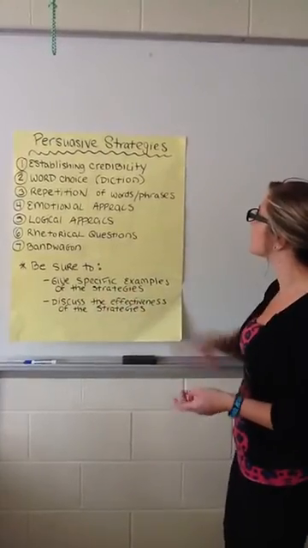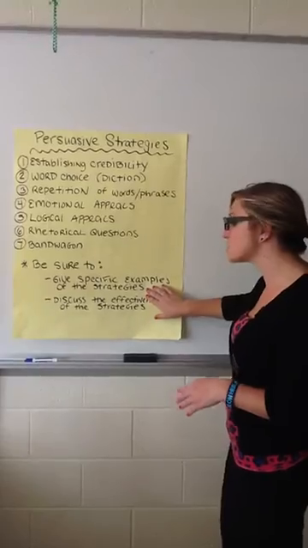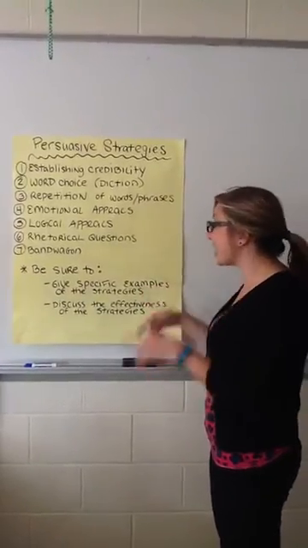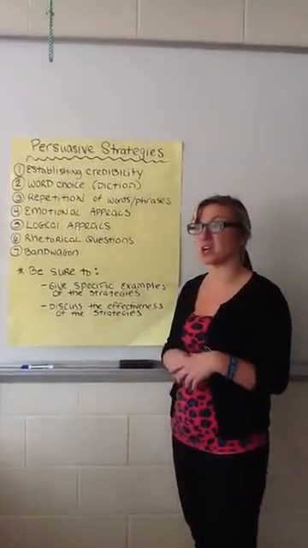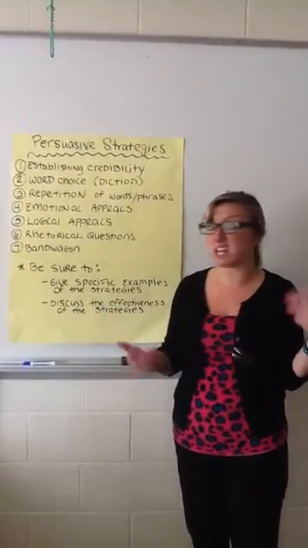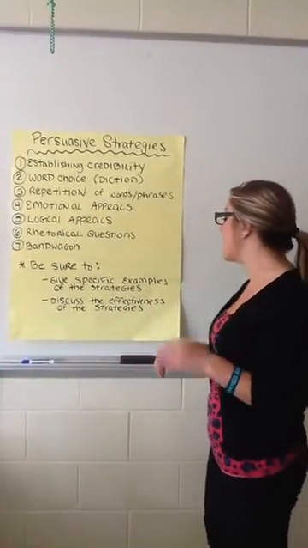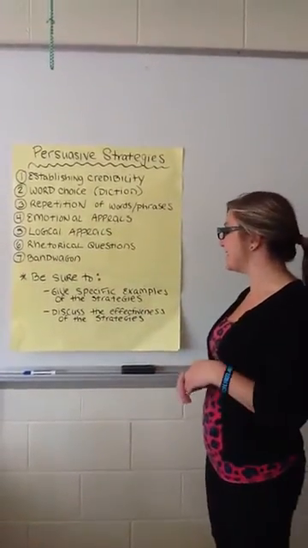So you have to make sure when you're talking about these persuasive strategies that you give specific examples of the strategies from the text and you talk about how effective those strategies are. So I used emotional appeal, but did it get you to be emotional? Did it get you to be sad? Were you angry? Were you frustrated? It is important that you explain and you talk about the effectiveness of the strategy.